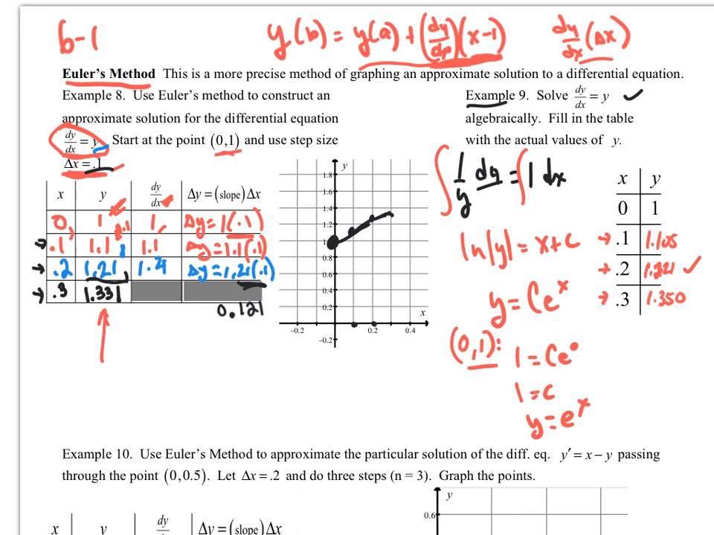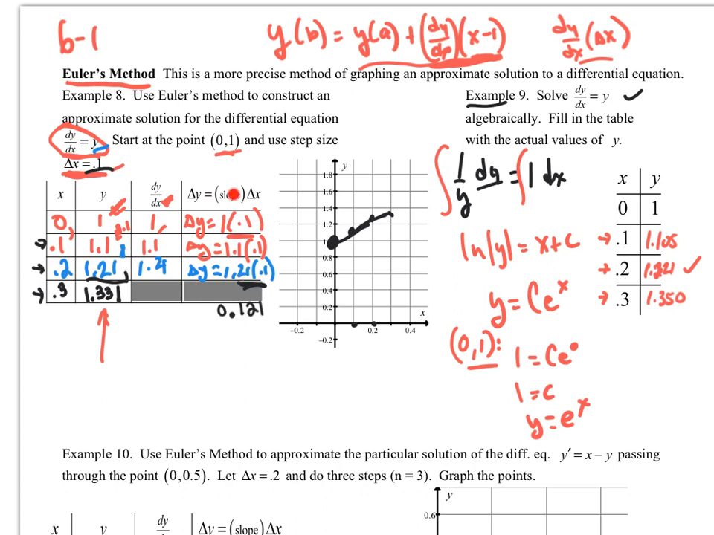And my last one is 1.331 and 1.350. Notice as we get farther away, the further away from the curve we get. If your curve is very stable, if it's concave up or concave down, you'll probably get further and further away from the curve as you go on with these different values. But not a bad estimate at all.